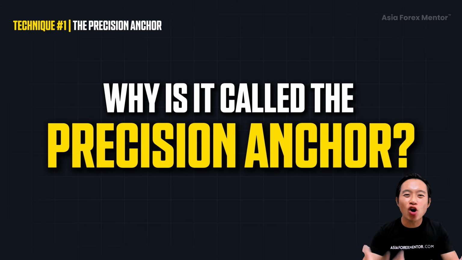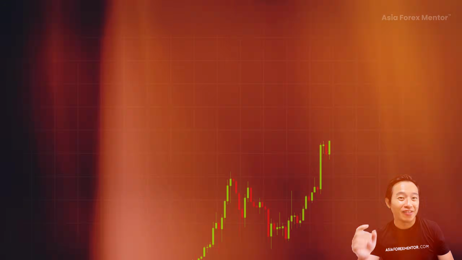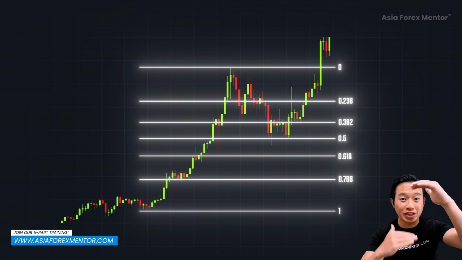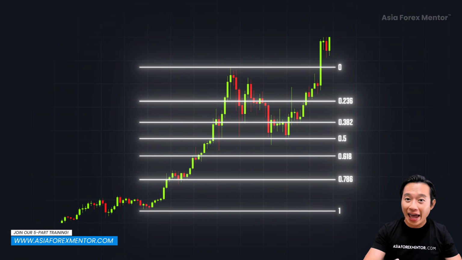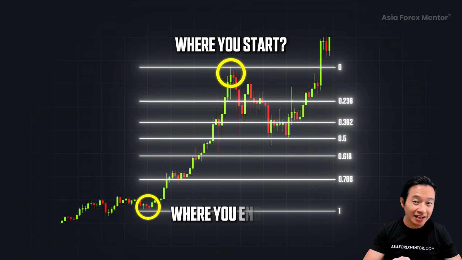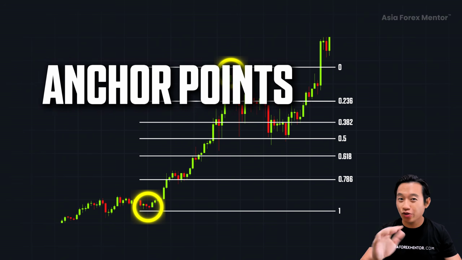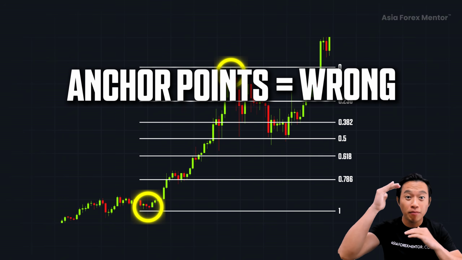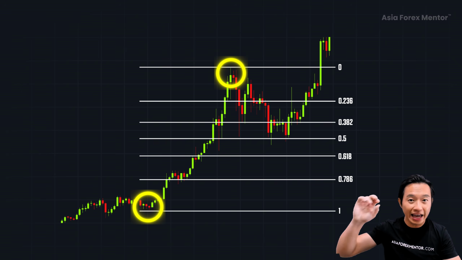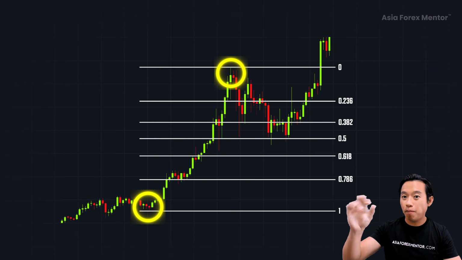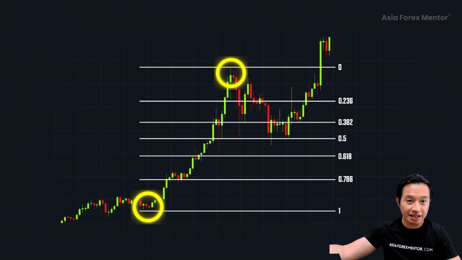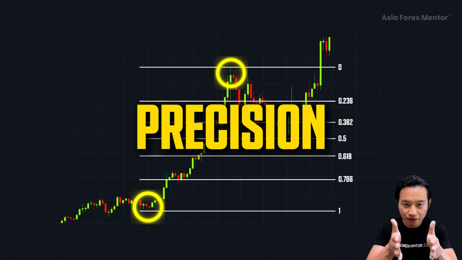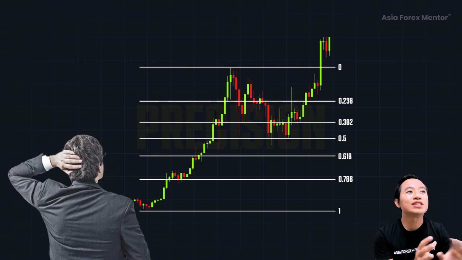Okay, so why is it called the precision anchor, right? Because the entire Fibonacci retracement tool depends on where you start and where you end it. So your anchor points, you get those wrong, nothing that follows is going to be valid. You get them right, and every level, every reaction point, every possible trade becomes clear. So it's called precision for a reason, because this is not a rough estimate.